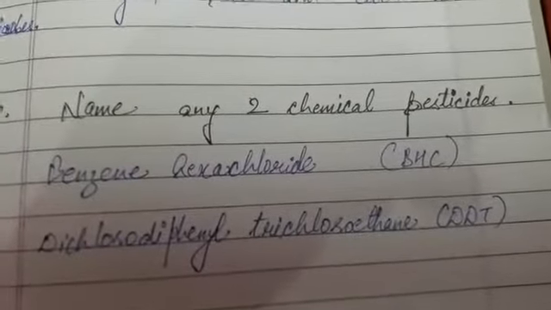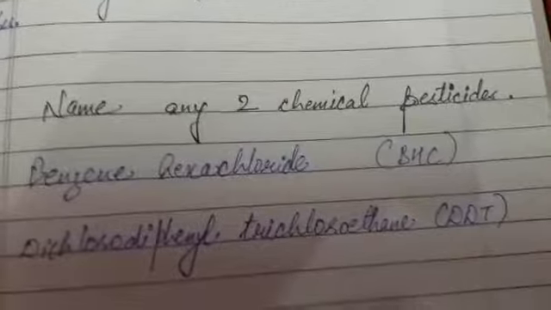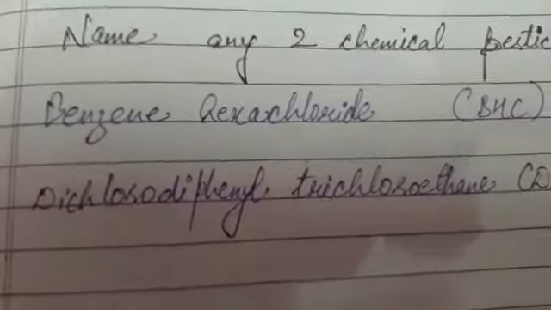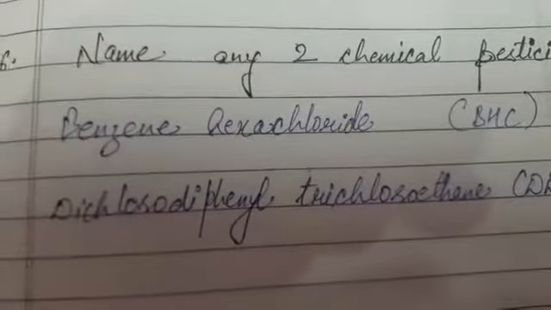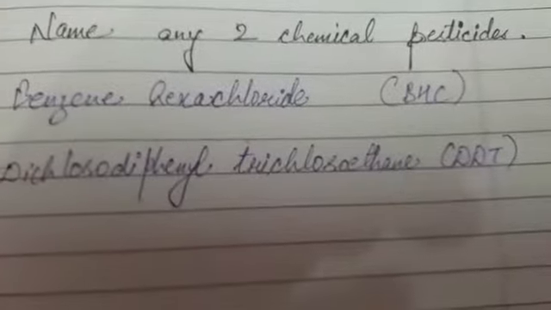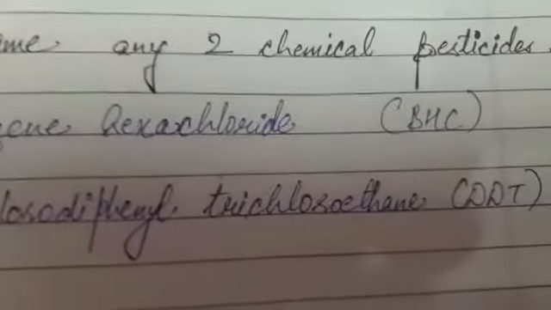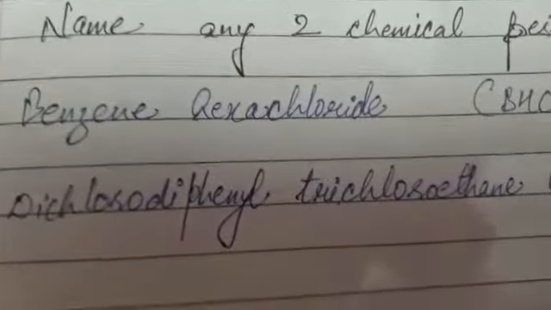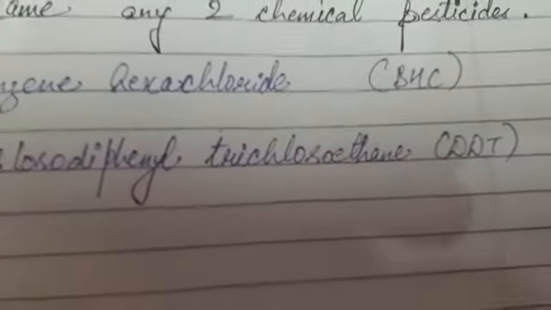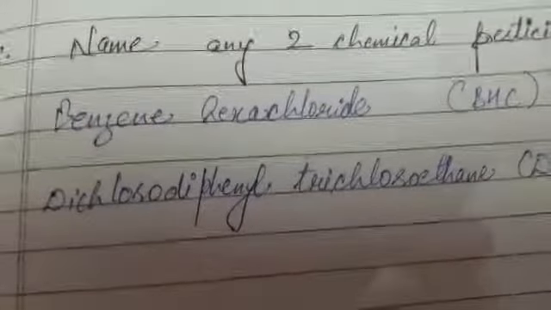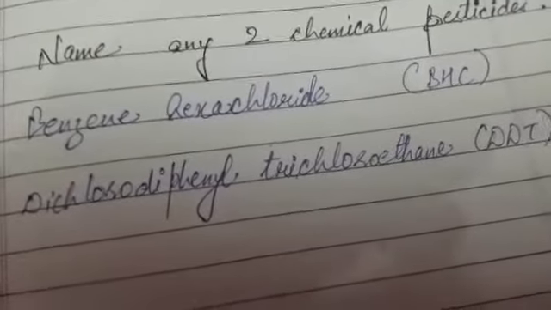Name two chemical pesticides. Two chemical pesticides are benzene hexachloride and diphenyl trichloroethane, which is also known as DDT. So one example is benzene hexachloride, that is BHC, and another example is diphenyl trichloroethane, that is DDT. Pesticides are such chemicals which are used to kill pests to control the damage and the loss of crops.